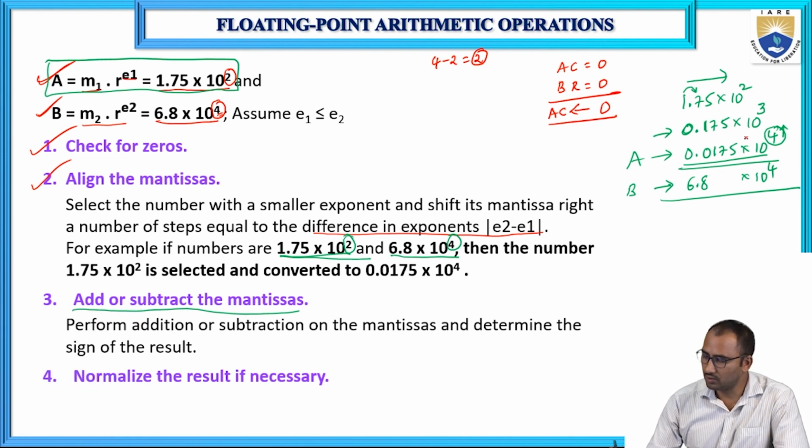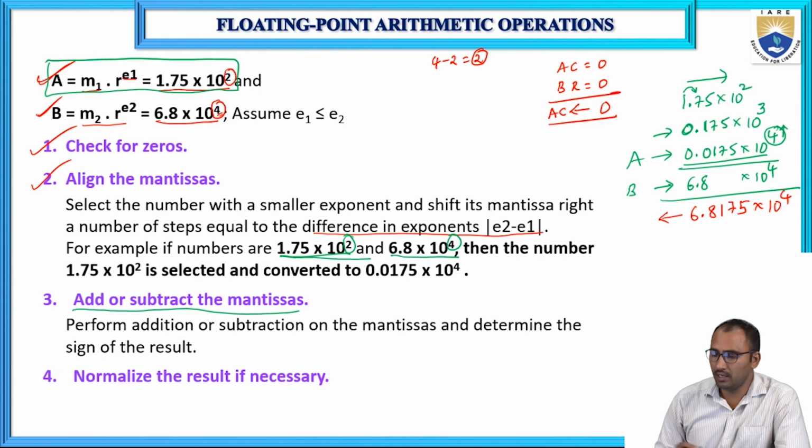So addition. See here: 5, 7, 1, 8.6. The exponent is 10 power 4 because the exponents of both the numbers are the same. So this is the result. Where will this result be stored? Again, after performing the arithmetic operation, the result will be stored in the accumulator register.